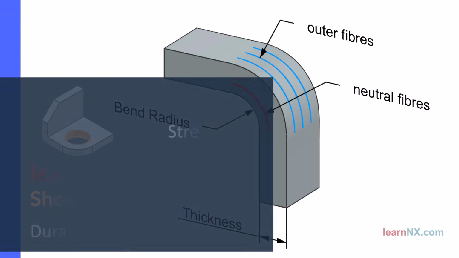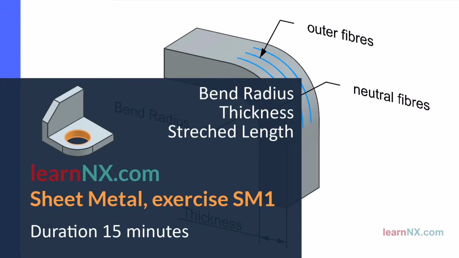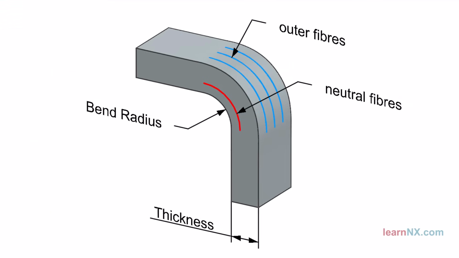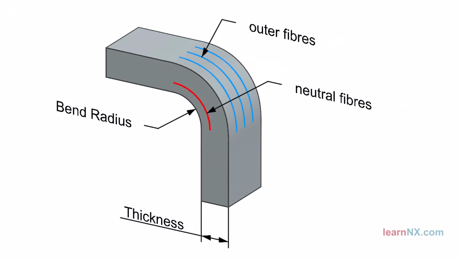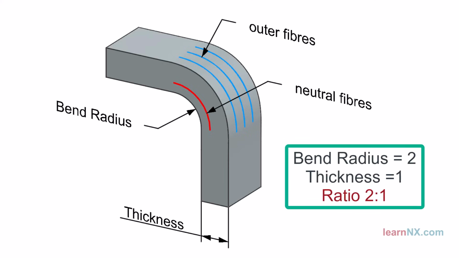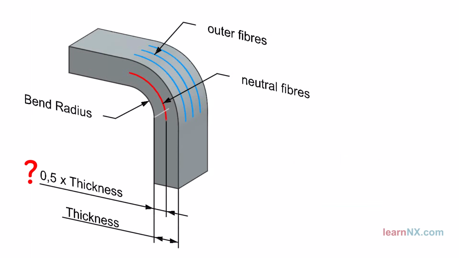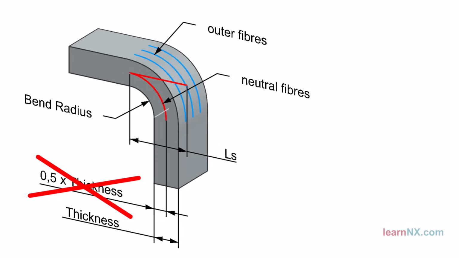Sheet metal, exercise 1, with the focus on bend radius, thickness and stretched length. How large should the bending radius be, and how does it affect the stability of the component, springback and stretched length? And how does the ratio between sheet thickness and bending radius affect the stretched length? This exercise explains these relationships and shows in detail how the stretched length is calculated using the neutral fiber. However, contrary to what is often shown, this is not located in the center, and its position changes dynamically.